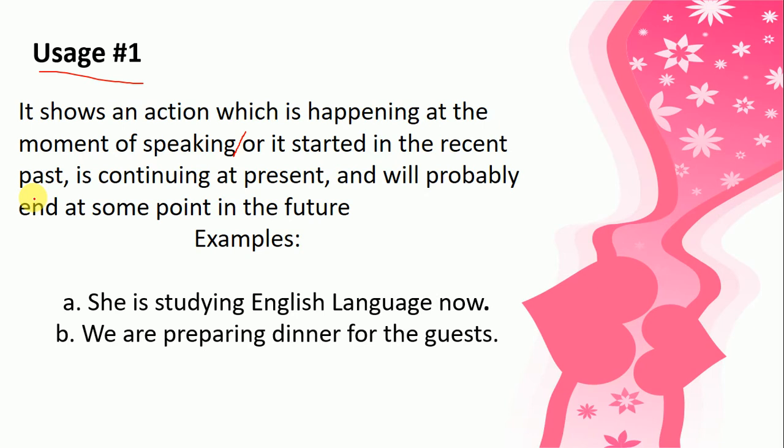Whenever something is happening at the moment of speaking, or something is happening right now, we better use present continuous tense for such actions. For example, I say I am teaching you present continuous tense now, or she is listening to music right now, or they are playing on the ground right now. So there are many other usages of present continuous tense. We will go one by one.